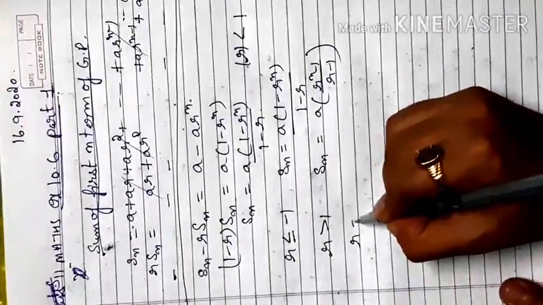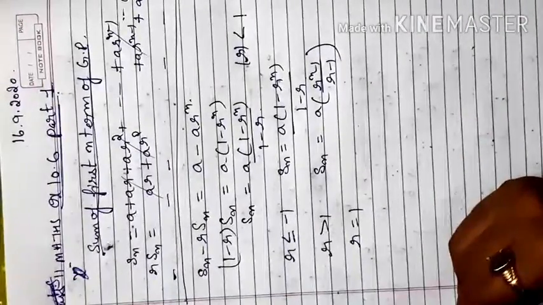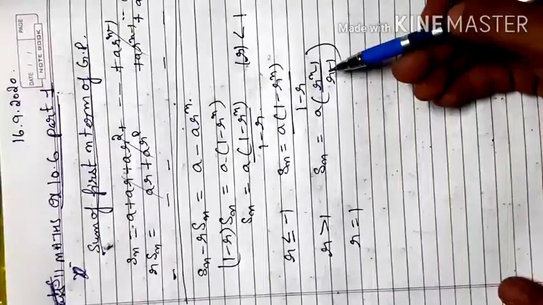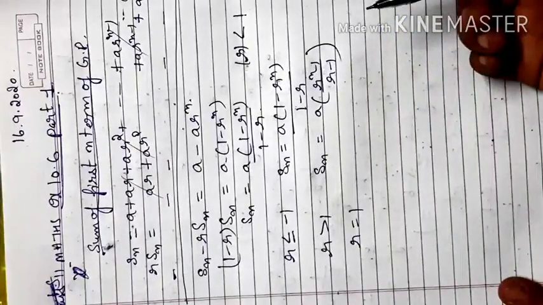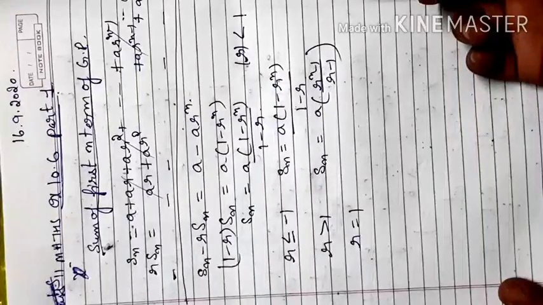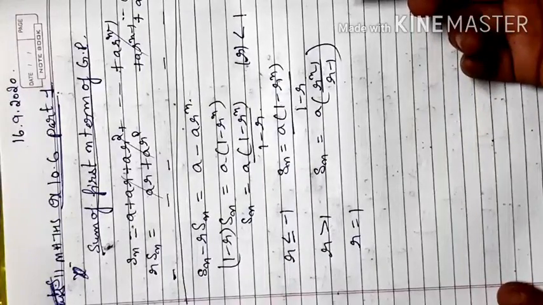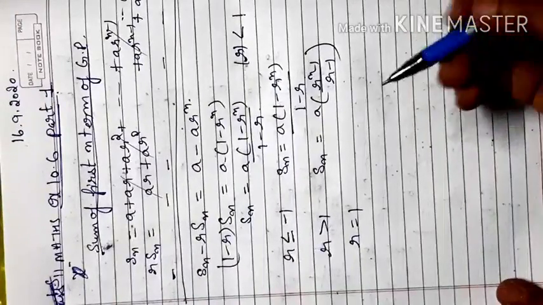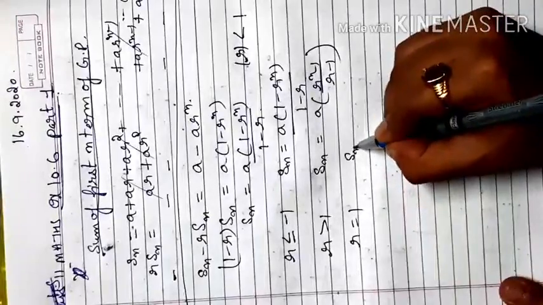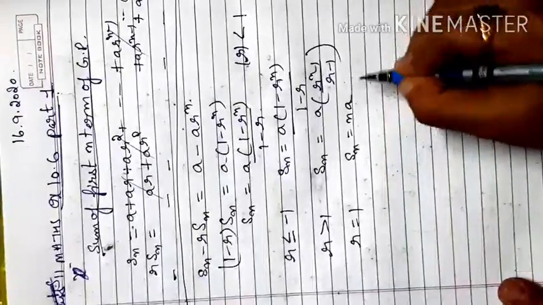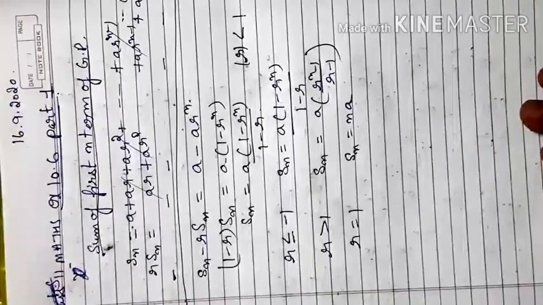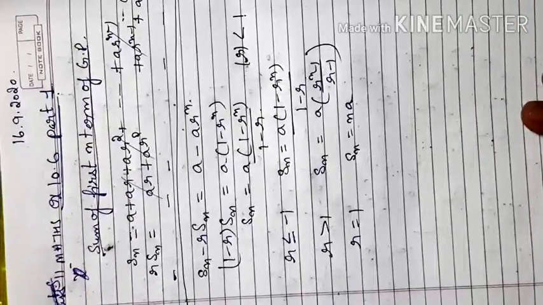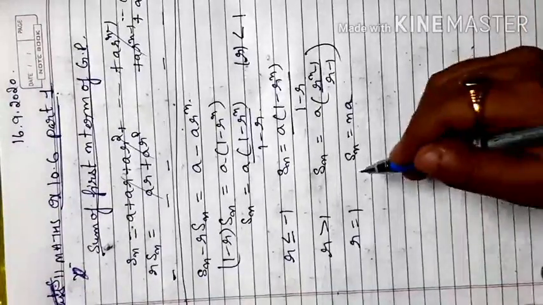But if the r value is exactly 1, suppose you substitute r equal to 1 here, this will be 0 and this will be 0. So the denominator is 0, and that is not defined. So in that case the sum of n terms will be directly n times a. You just add the first term n times, because the r value is 1.